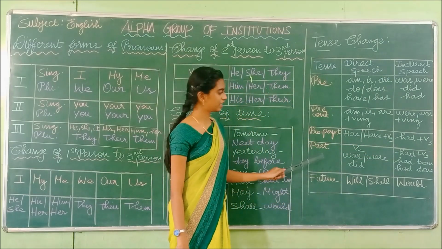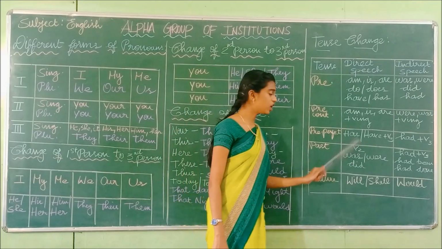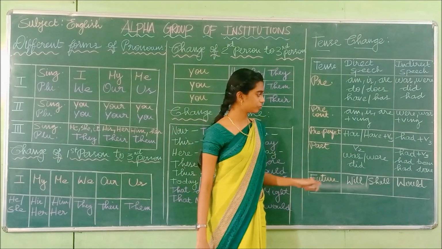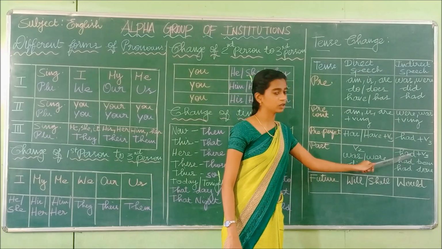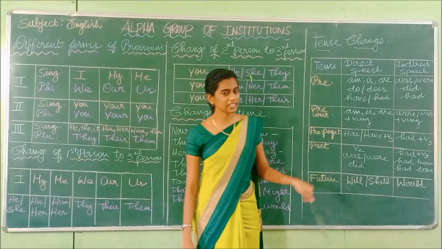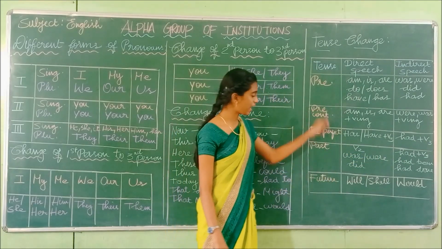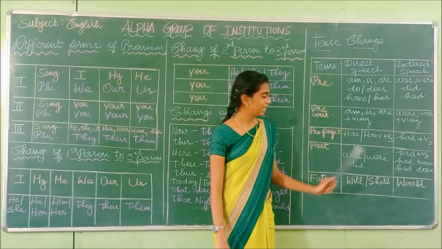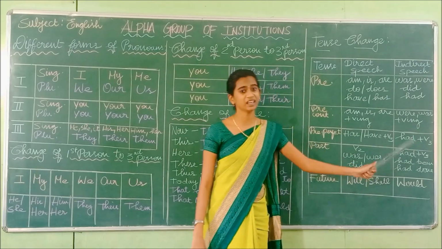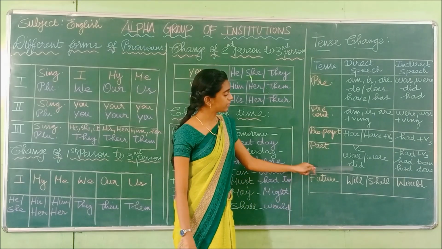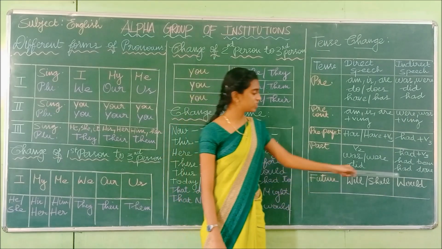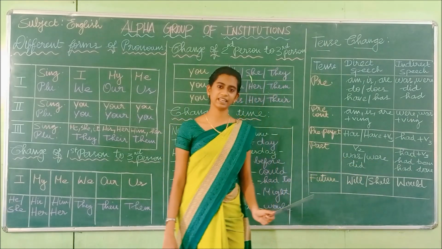Okay, next for past tense. If it is verb two, that means the past form, it will be changed into had plus B3 in indirect speech. And if the direct speech has was and were, it will be changed into had been in indirect speech. And if the direct speech has did, it will be changed into had done in indirect speech.